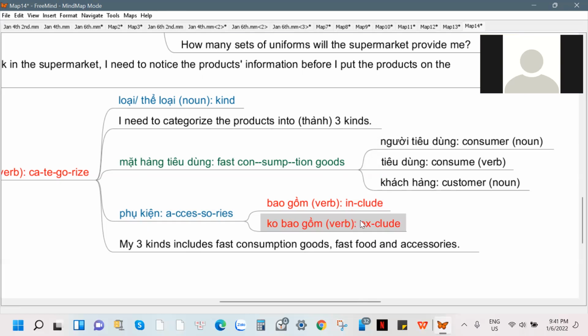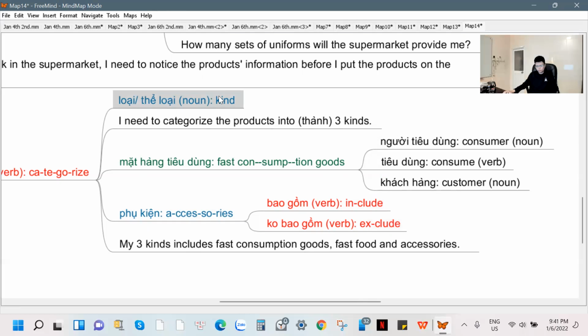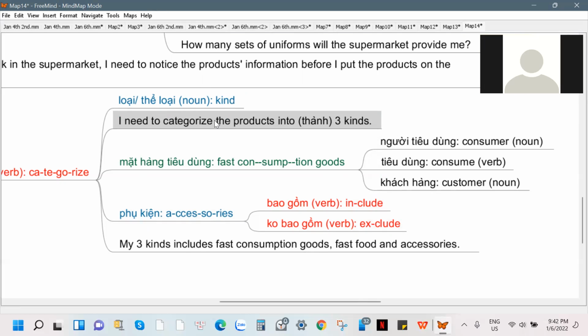Exclude. I need to categorize the products into three kinds.